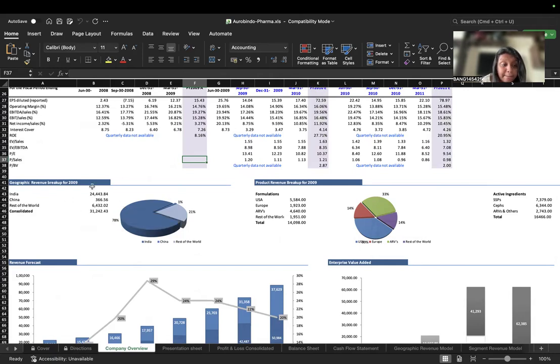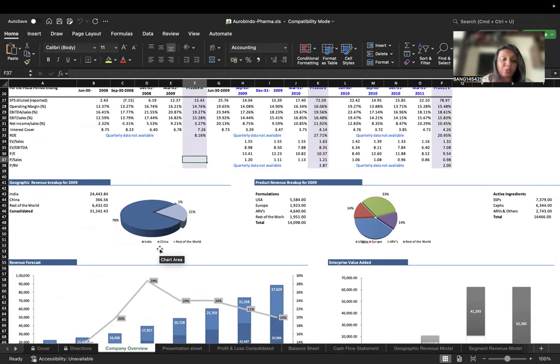This tells a company story with a dominant home base and a growing international presence. As I can see, the darker blue is India at 78%, the lighter shade of blue is China at 1%, and the rest, 21%, is the rest of the world. These are the geographic revenue breakup for 2009.